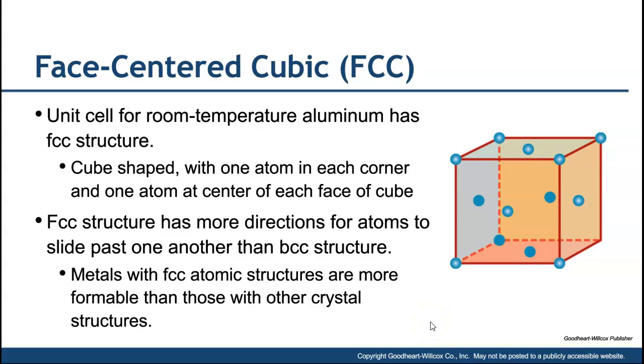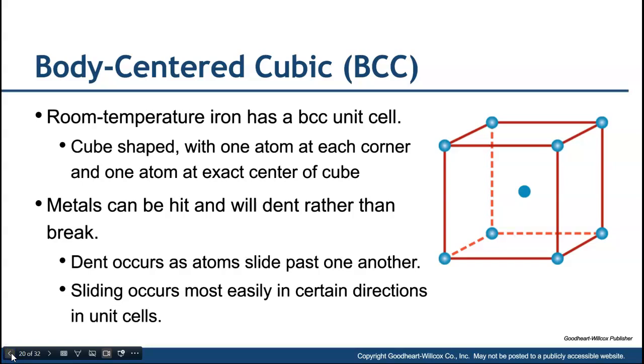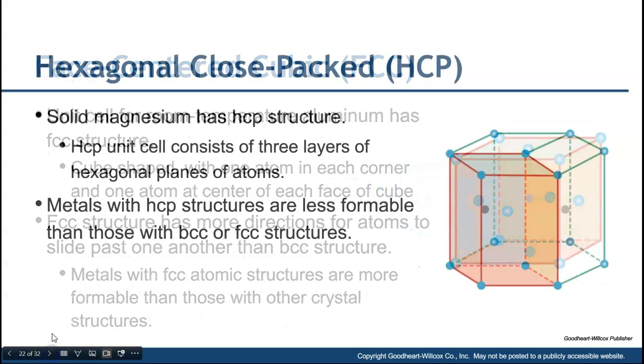We have a unit cell for room temperature aluminum, which is what we call a face-centered cubic. It's got your cube shape, with one atom in each corner and one atom at the center of each face. The face-centered cubic structure has more directions for atoms to slide past one another than the BCC structure. Now remember, let's go back for a second. Your BCC structure is your body-centered cubic. So we have body-centered cubic and face-centered cubic as we take a look at these.